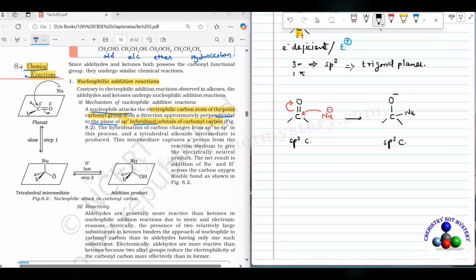So this carbon has made 4 sigma bonds. For the formation of 4 sigma bonds, hybridization will be sp3. Previously it has made 3 sigma bonds. That's why hybridization of the carbonyl carbon was sp2. So let's read from the book. The hybridization of carbon changes from sp2 to sp3 in this process and tetrahedral alkoxide intermediate is produced. So here this intermediate which is produced, this is alkoxide. This is alkoxide intermediate.